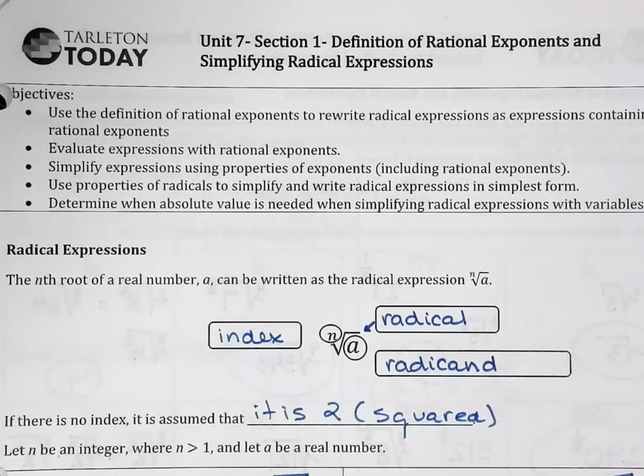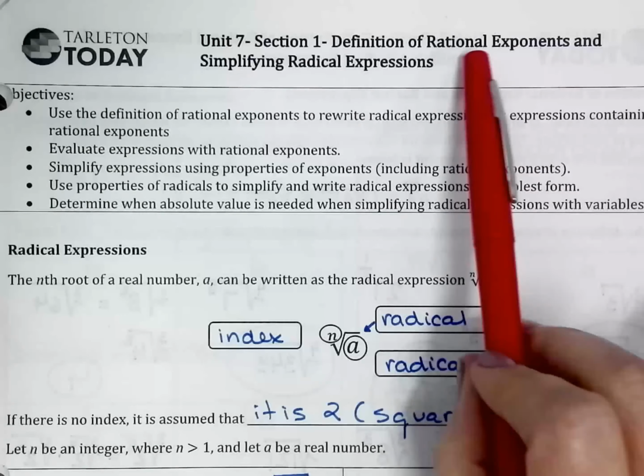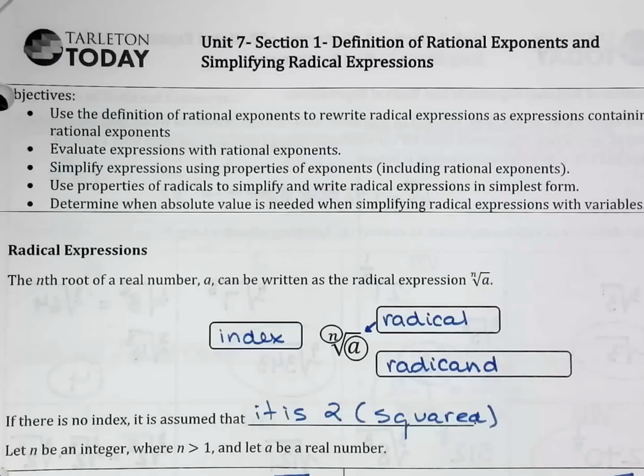Hi guys. In this video, we're starting Unit 7, Section 1, and we're going to talk about rational exponents and how it goes back and forth between the rational exponents and the radicals.